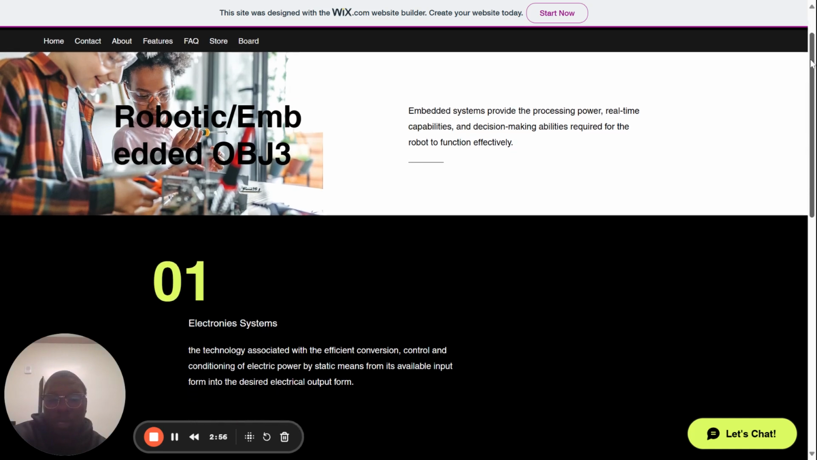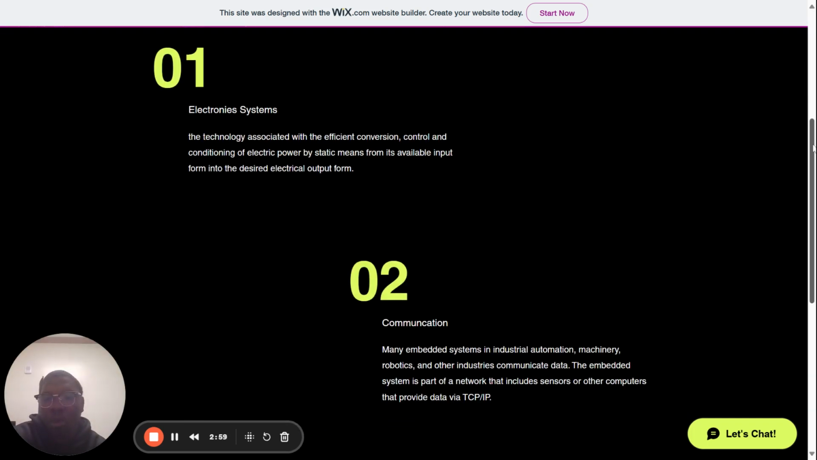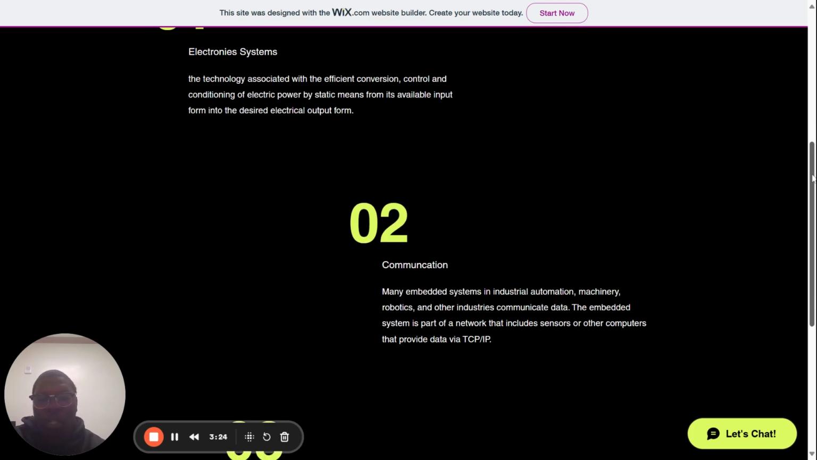So right here, I have three main components of it. First one, I have the electrical system that is associated with the conversion and control of electrical power, which is available with the input of any electrical output from it. What it basically does is make sure that all the systems inside of it work as they're supposed to. Number two is communication.